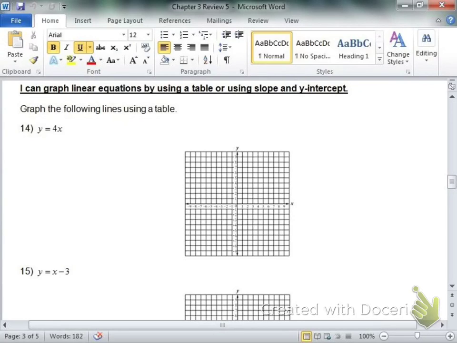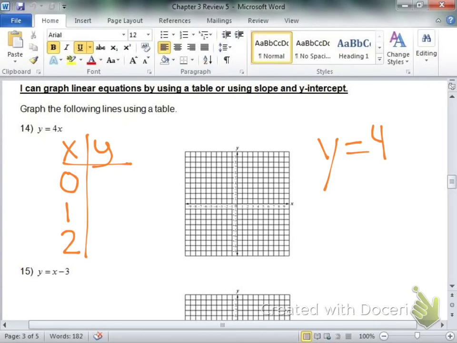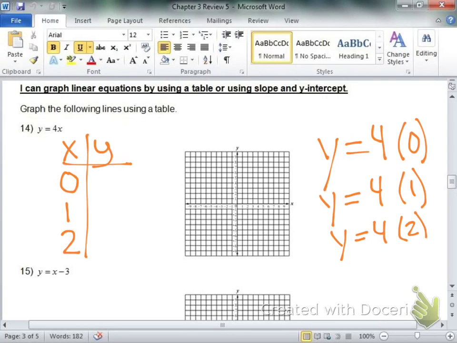Alright, when we're using a table, you need an X column, you need a Y column. The X numbers I always plug in are 0, 1, and 2. Remember, you can plug in different X's if you want. Your graph should look the same. It'll just be like a different portion of the graph. It's up to you. 0, 1, and 2 are the easiest numbers to plug in, so stick with those if you want. When you're plugging 0 in, you're taking the X out. You're putting a 0 in where you see the X. Then you're doing that same thing with a 1. Then you're doing that same thing with a 2.